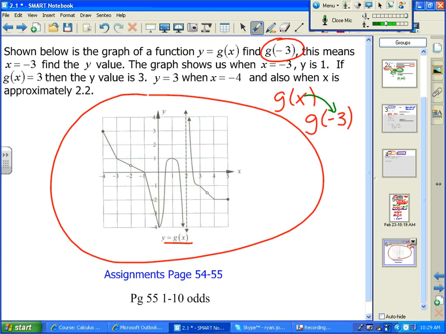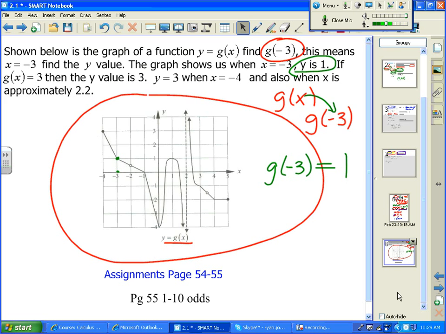So what I need to do, and this is somewhat confusing for some, but very simple and obvious to others, is that because x is negative 3, I need to go on the x-axis to where negative 3 is. And I need to find its corresponding y value. I go to negative 3 on the axis and go up or down to where my function is found. And I can see here that when x is negative 3, my y value is 1. So you would say g of negative 3 is equal to 1.